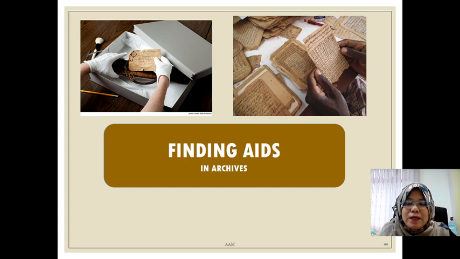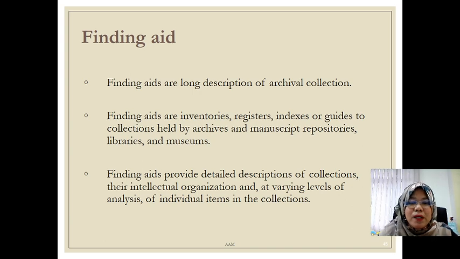Next we move on to the finding aids in archives. If in a library we use the catalog, in an archive we use finding aids. This is an example of finding aids. Finding aids are long descriptions of archival collections. Finding aids are inventories, registers, indexes or guides to collections held by archives and manuscript repositories, libraries and museums.